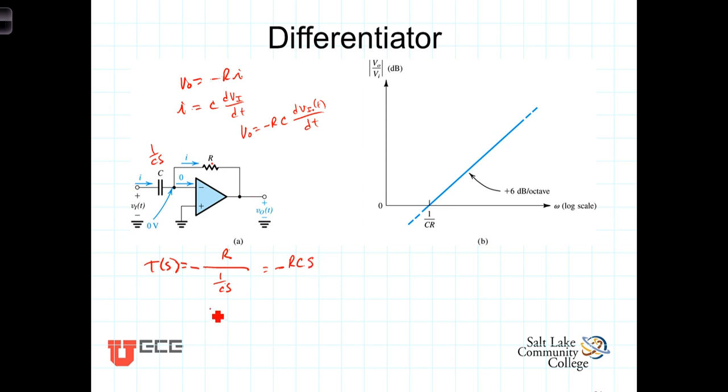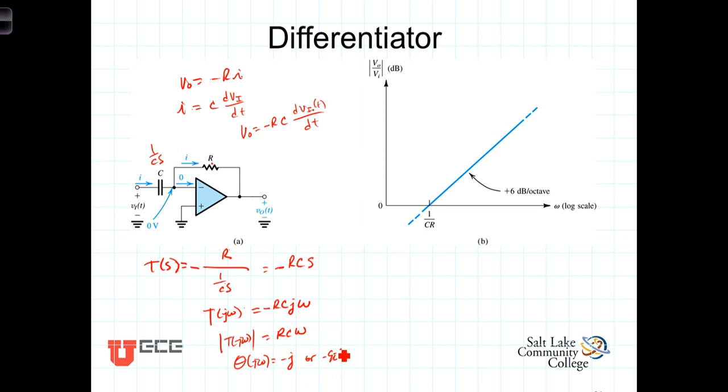Now we can look at the frequency response, T of j omega, which of course is just this thing evaluated at s equals j omega, so that's going to be equal to negative RC times j omega. The magnitude of the transfer function is equal to RC omega, and the phase is equal to negative j, the phase of j omega is equal to negative j or negative 90 degrees.